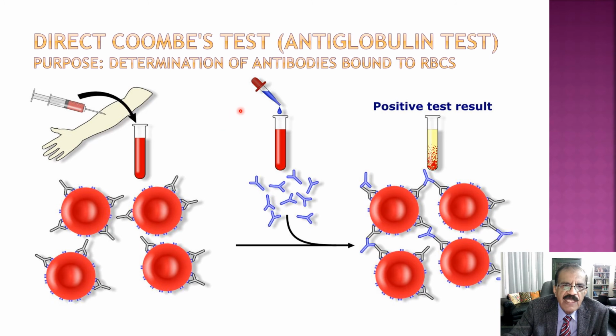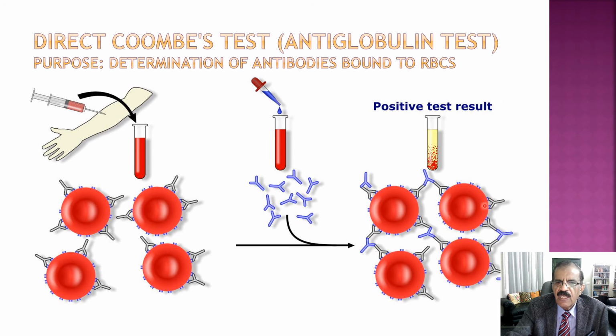So then this is the sample, washed RBCs. Antiglobulin serum is added. This serum contains antibodies against human antibodies. Okay, let me say it again. This serum consists of antibodies against human globulins or human antibodies. Now, if this serum is added to this, only if RBCs are coated with antibodies, only then these antibodies will bind them and agglutinate them.